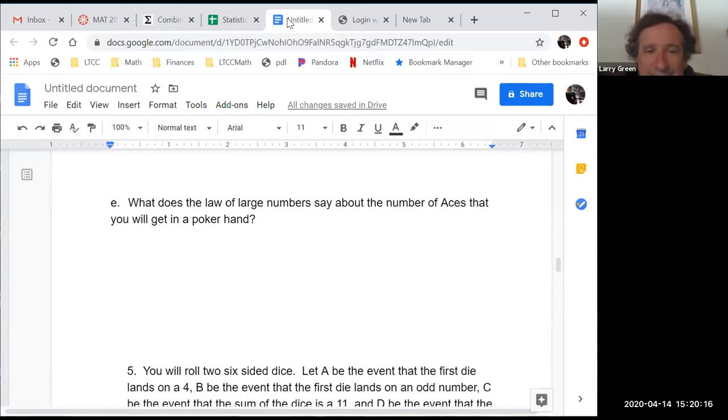Okay, next is what does the law of large numbers say about the number of aces that you're going to get in a poker hand? So again, we haven't actually defined the law of large numbers, so let me give it to you.